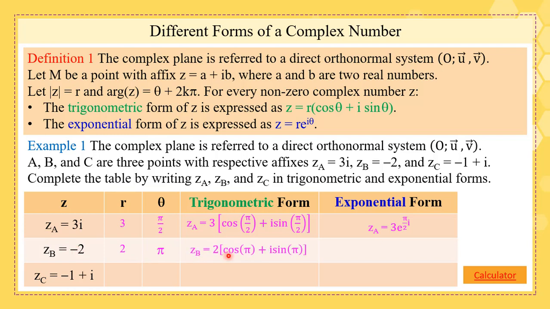Well, similarly here, r is 2 and theta, because this is a negative real, is pi. So the trigonometric form would be in this form, and this would be the exponential form. Now in the last case, using the calculator, the modulus is radical 2, theta is 3 pi over 4, so this is the trigonometric form, and this is the exponential form.